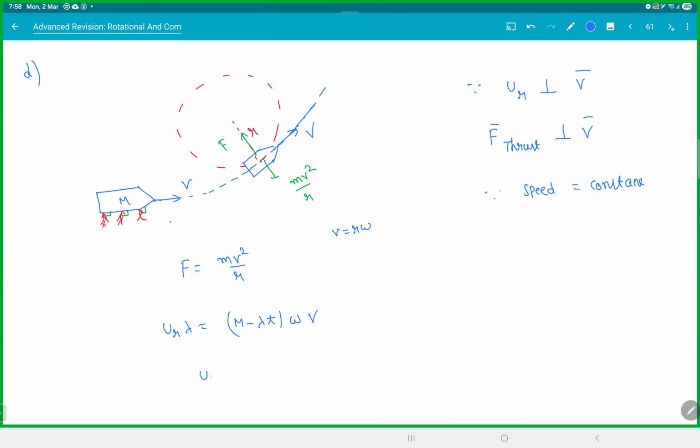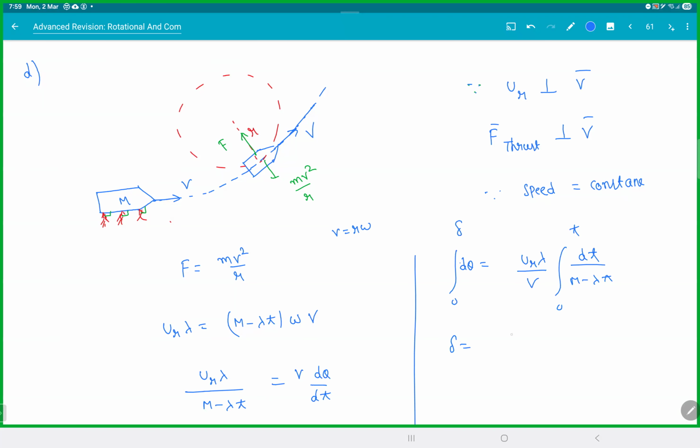You're done. So you have lambda ur by m minus lambda t is equal to v omega. Omega is d theta by dt. V is constant. Yeah, everything is constant there. So we get d theta is equal to ur lambda by speed of the rocket, dt by m minus lambda t, integral 0 to theta, 0 to t. We get theta is equal to minus ur by v ln of m minus lambda t, from 0 to t. This will be ur by v ln of m by m minus lambda t. That's your deviation as function of time t.